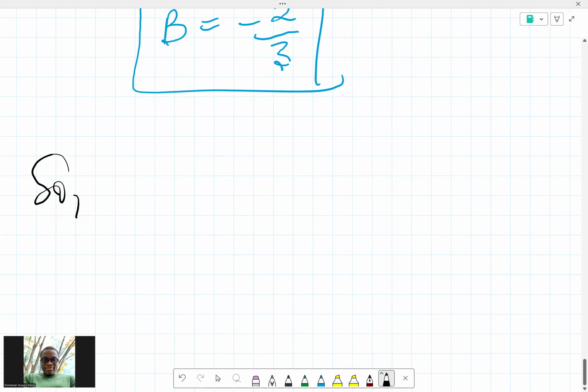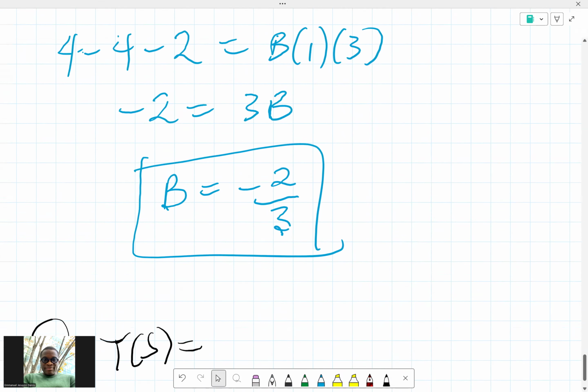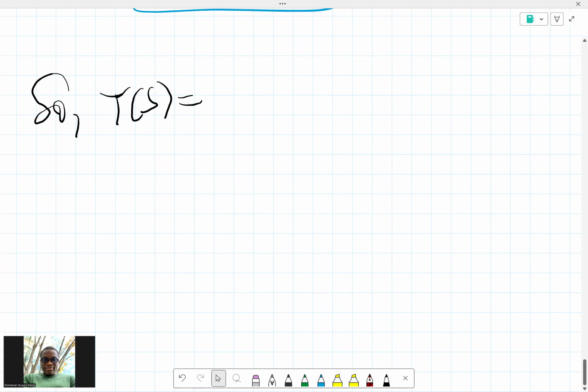so y of s is equal to, a is 1 over 6, I think. No, a is 3 over 2. So that's 3 over 2 s minus 1. So this will be 3 over 2 all over s minus 1. Maybe without the bracket, 3 over 2 all over s minus 1.